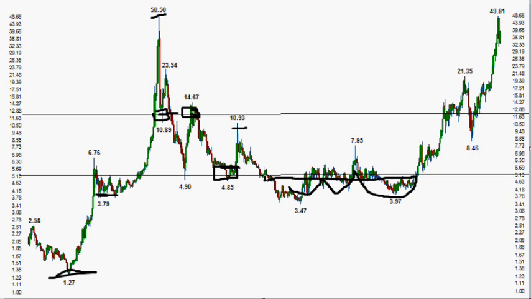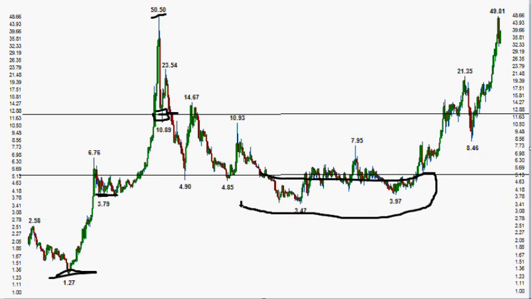Overall, this is a failed breakdown. And oftentimes, when you have a failed move doing one thing or the other, you can get a fast move in the opposite direction, which was the case in here. This failed breakdown below this line, then managed to bring the market well high towards the upside.